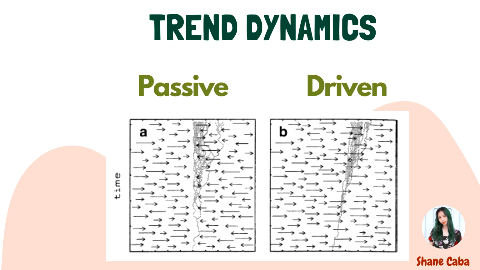This figure is the basis for classifying trends as passive or driven. A trend is passive if the forces influencing change in lineages over time are heterogeneous, as you can see in letter A. That is, if they occur in more than one direction. If the forces are homogeneous or they operate mostly in the same direction, then the trend is driven, as you can see in letter B.